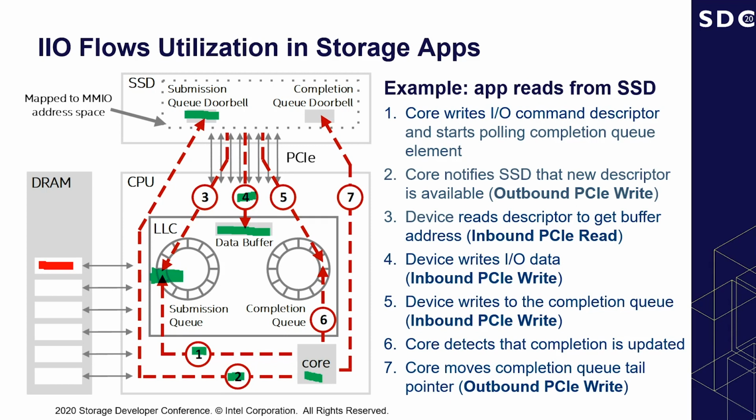Step 5, now the device writes to the completion queue. Here, it says, hey, I have moved that data that you asked for. And step 6, here, the core has been watching for this, and it detects that the completion is updated. And then it does a little bit of bookkeeping. It does another MMIO write to move the completion queue tail pointer.